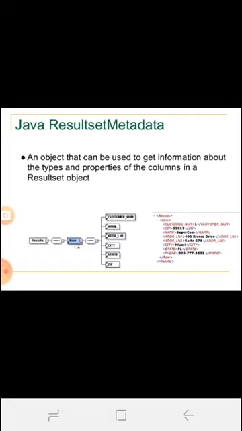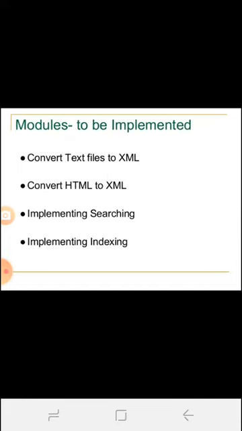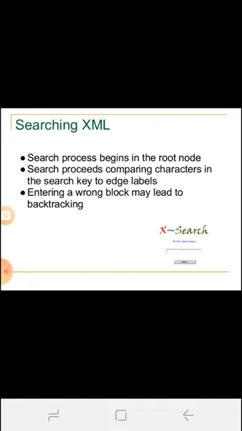This is one of the examples. Then Java ResultSetMetaData. Metadata means data about data, an object that can be used to get information about the type and properties of the columns in the result set object. Then what are the modules implemented? Converting text files to XML, converting HTML to XML, then implementing searching, then implementing indexing.